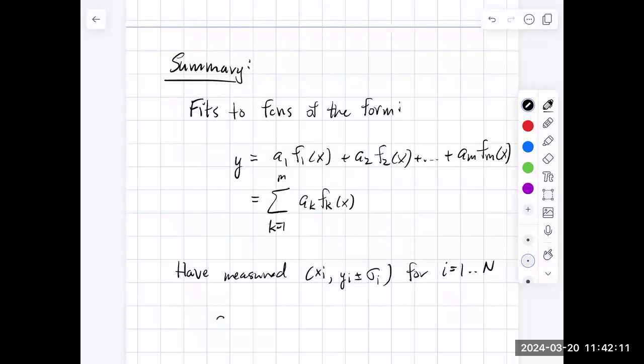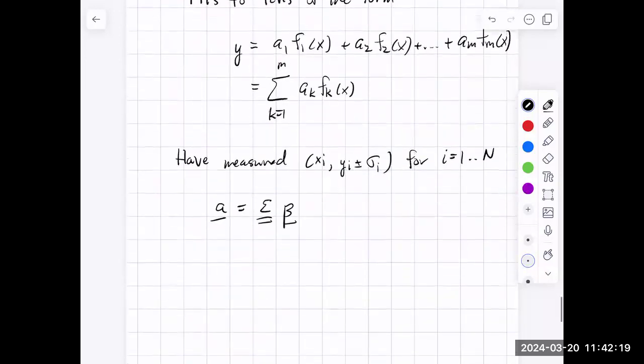All right, and we know that A is going to be equal to epsilon times beta. And so the steps that we have to follow to get this A column matrix, our column matrix of best fit parameters, is the following. So this is a column matrix of our best fit values.